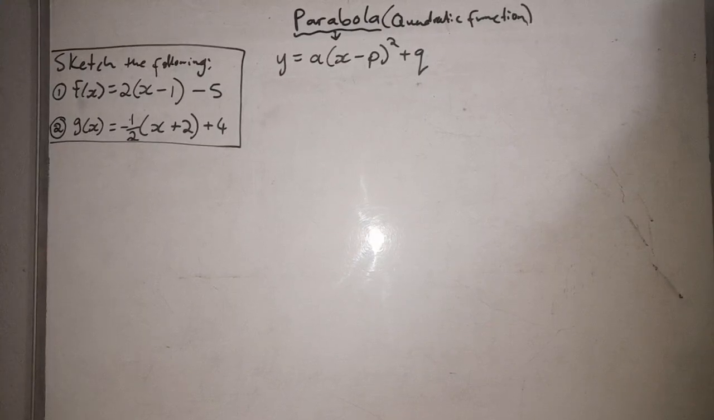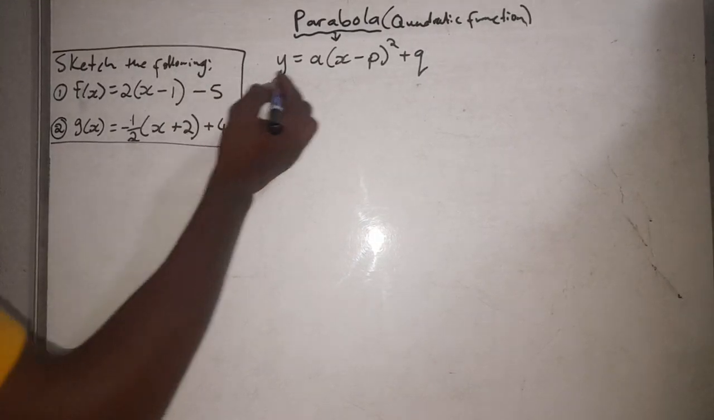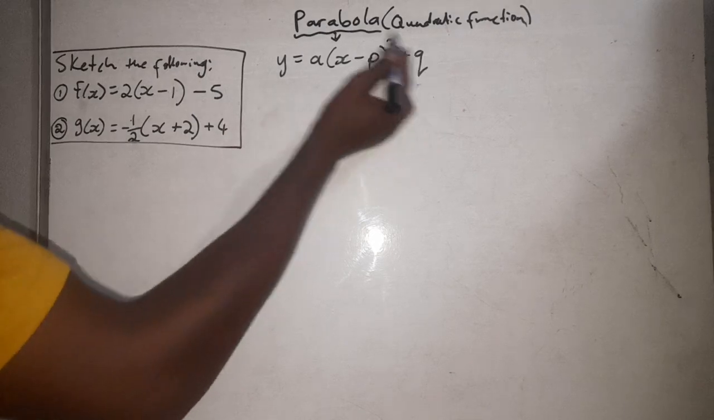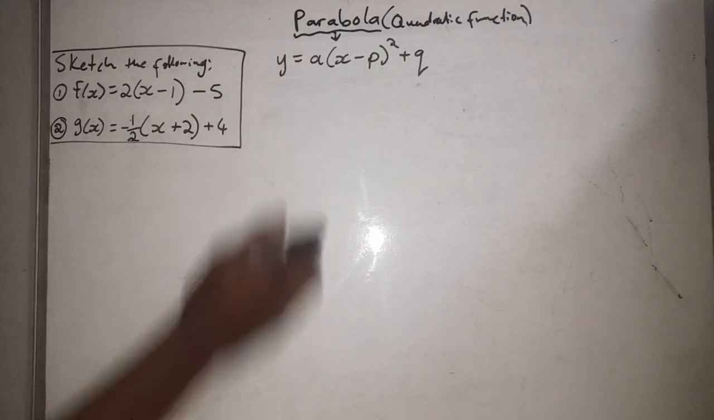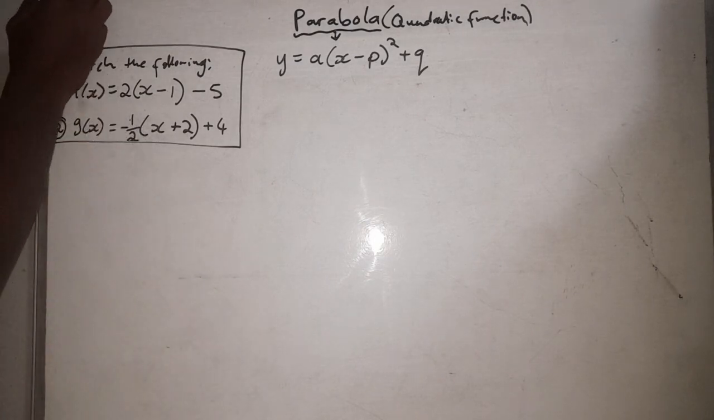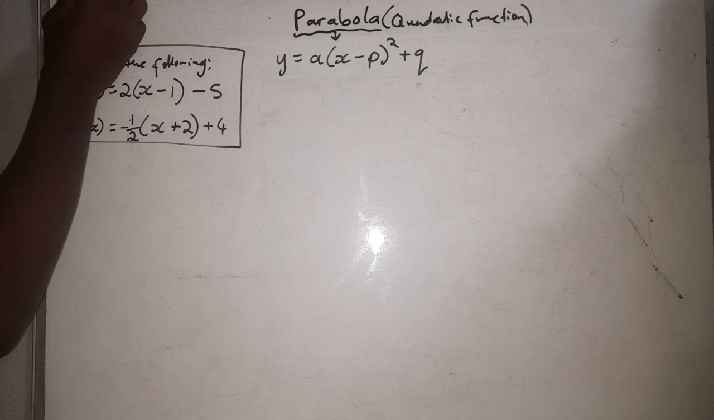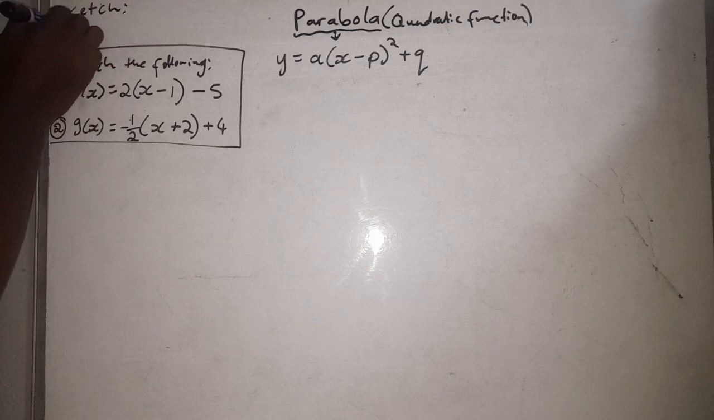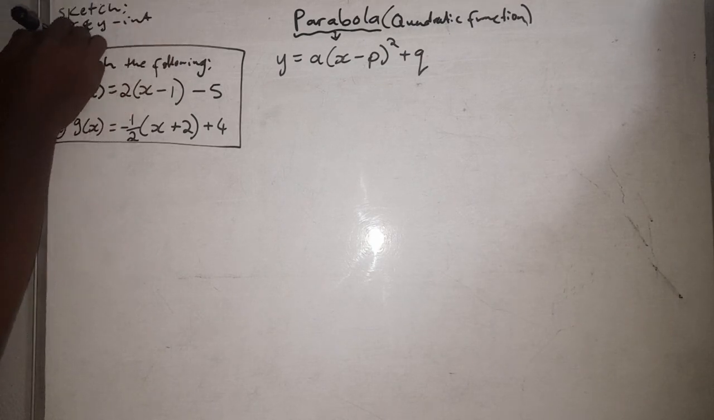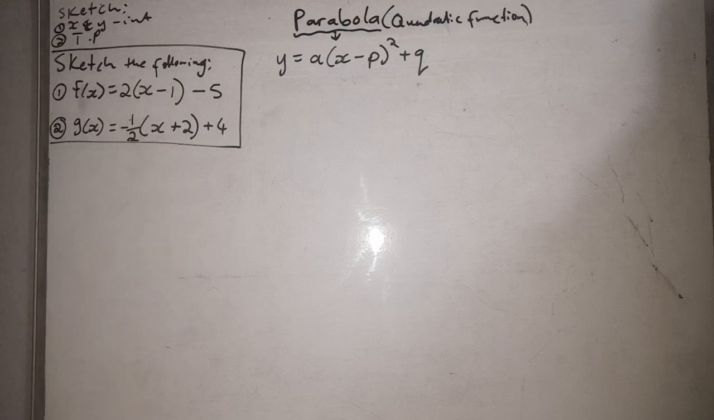In this lesson, we'll be sketching from this format. In the previous video, we introduced how we got to this form. Anyway, we know that when sketching, the requirements are always the x and y intercepts, then the turning point. That is all we need to sketch.